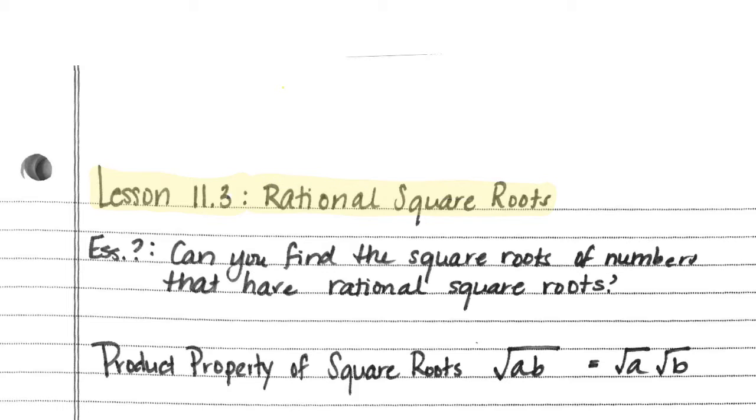Our essential question is, can you find the square roots of numbers that have rational square roots? So we are going to learn how to break things up. We're going to start seeing that a square root, like the square root of a times b, can be the square root of a times the square root of b. So we're going to work together in this lesson and give it all we've got.